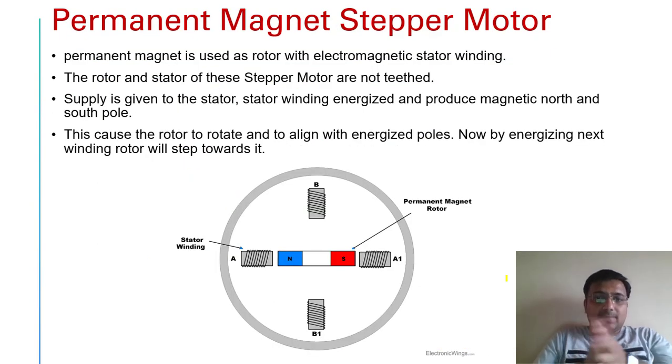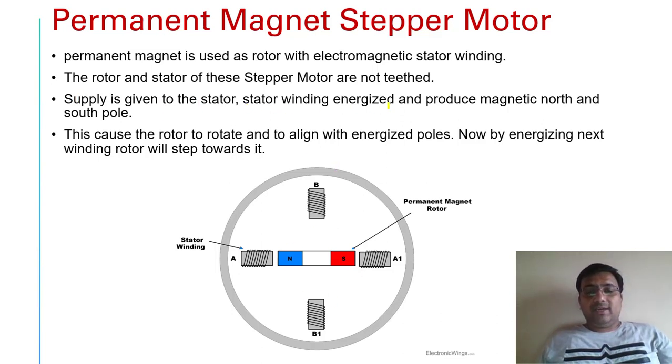Next is the permanent magnet stepper motor. In the permanent magnet stepper motor, the rotor is a permanent magnet that is fixed, and the windings are available. It uses a permanent magnet rotor with an electromagnetic stator winding. The rotor and stator of these stepper motors are not teethed, so there are no teeth available on this permanent magnet stepper motor.